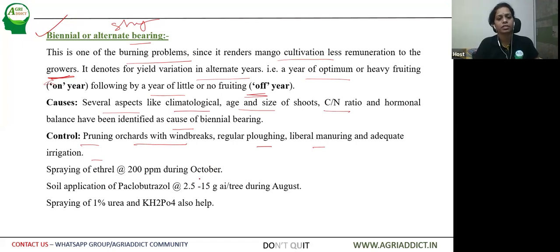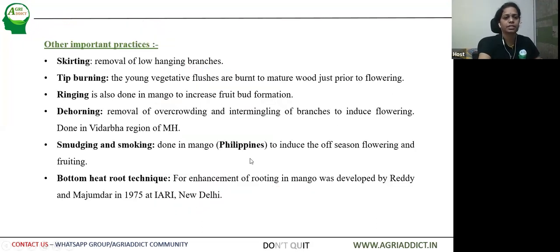Then spraying of ethrel at 200 ppm during October. Then soil application of paclobutrazol at 2.5 to 15 grams per tree during August, and spraying of urea and potassium metabisulfite may also help to some extent.